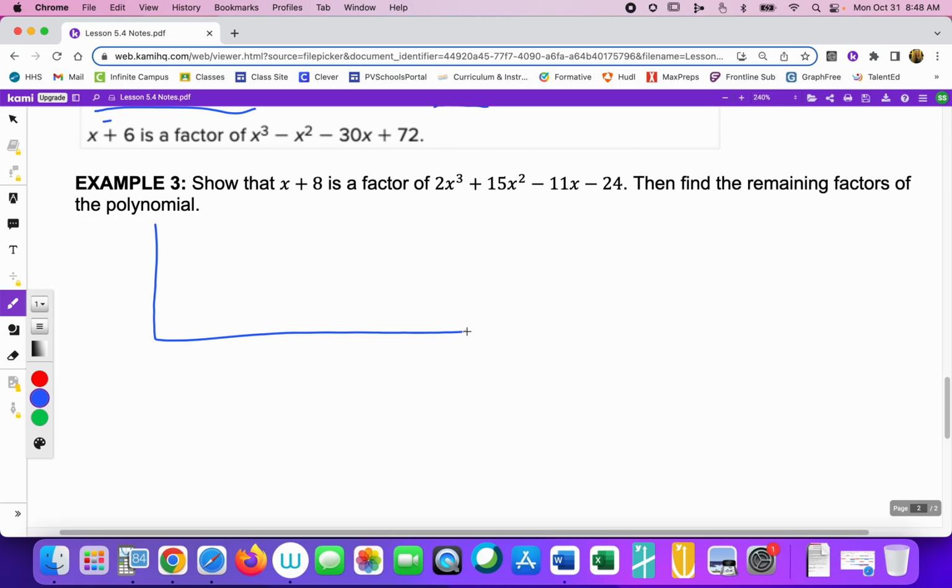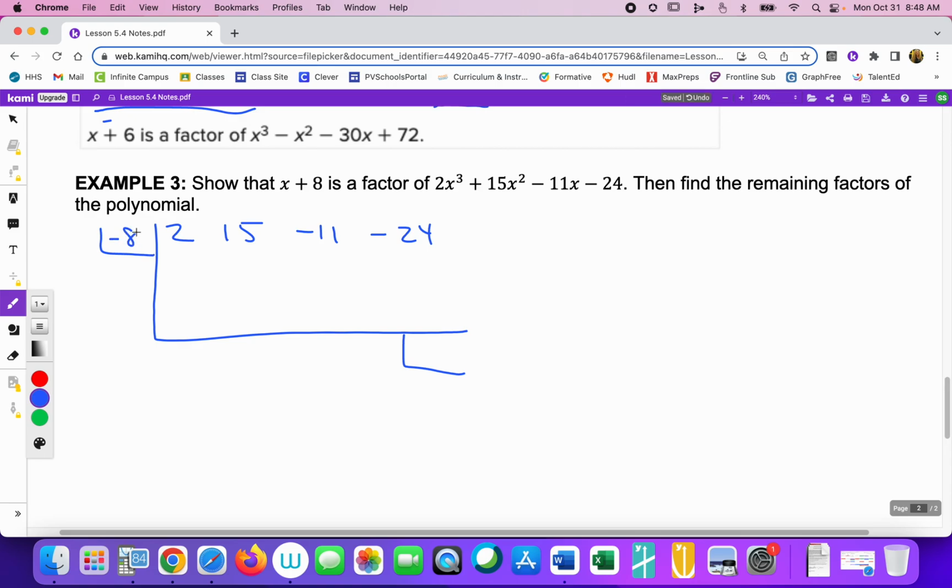on the inside of the box, is anything missing starting with the third power? No. So we have a 2, x to the third power, 15, -11, and -24. We are hoping to get a remainder of 0. That's the idea for these ones, if you're showing that that is a factor. What number goes out here?